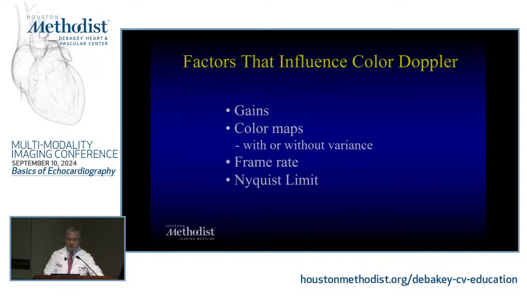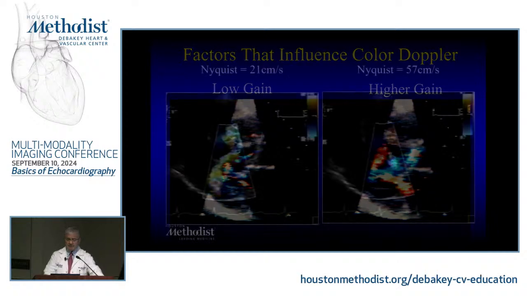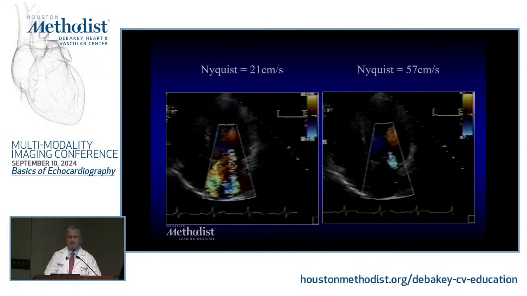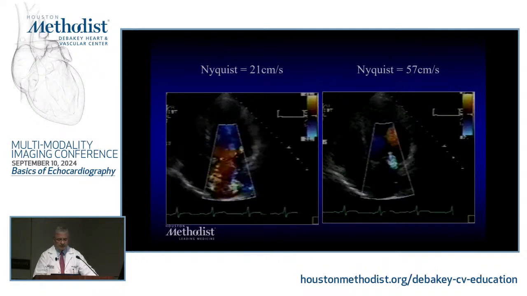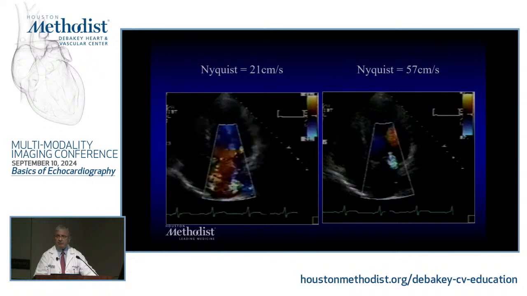Now, a lot of factors can influence such, right? Gain, color maps, frame rate, Nyquist limit, and here, this is the same mild aortic regurgitation. I increase the gain, it increases significantly. So you got to be very careful about that. The Nyquist limit, which is the bar that you see here, meaning if the velocity exceeds, let's say 21, it is going to wrap around and you're going to have multiple of those. If you decrease for whatever reason the Nyquist limit, you will overemphasize the smaller velocities.